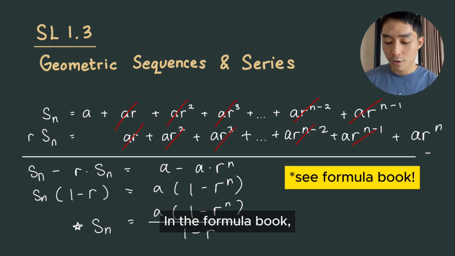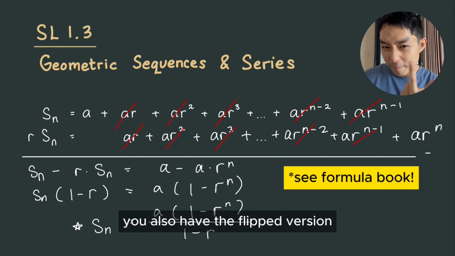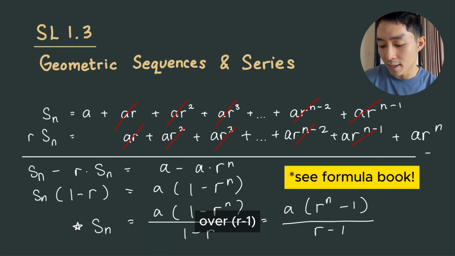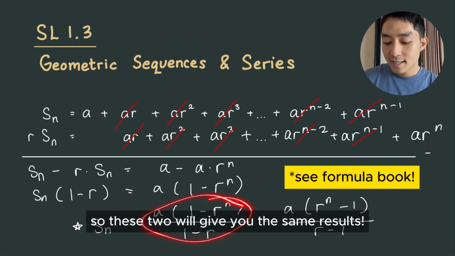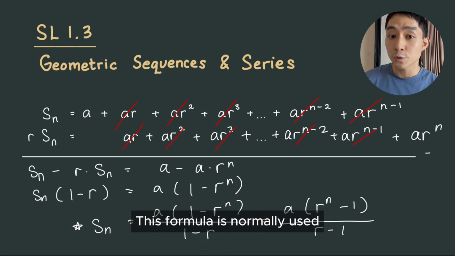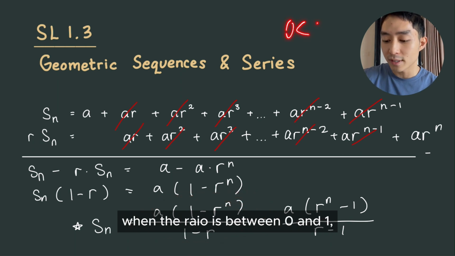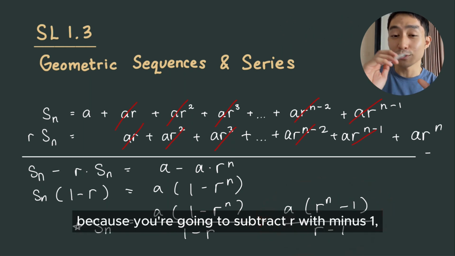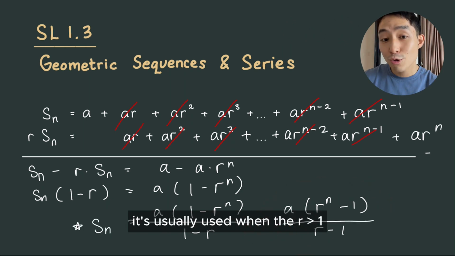In the formula book, you also have the flipped version, in which case it is a r power n minus 1 over r minus 1. So these two will give you the same results. This formula is normally used when the r is between 0 and 1. As for this one, because you're going to subtract with minus 1, it's usually used when the r is above 1.